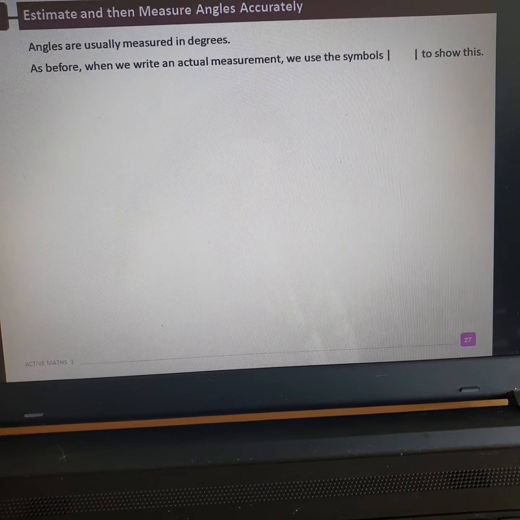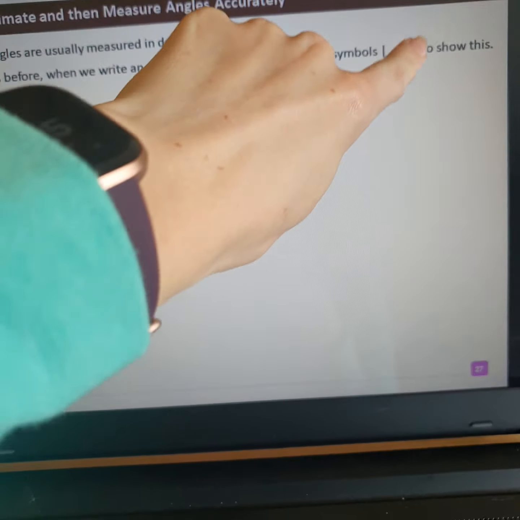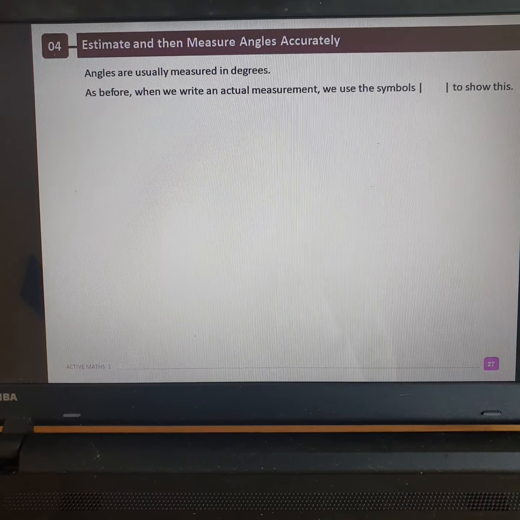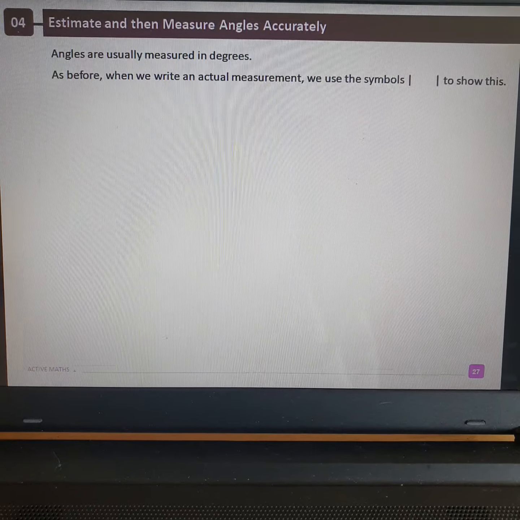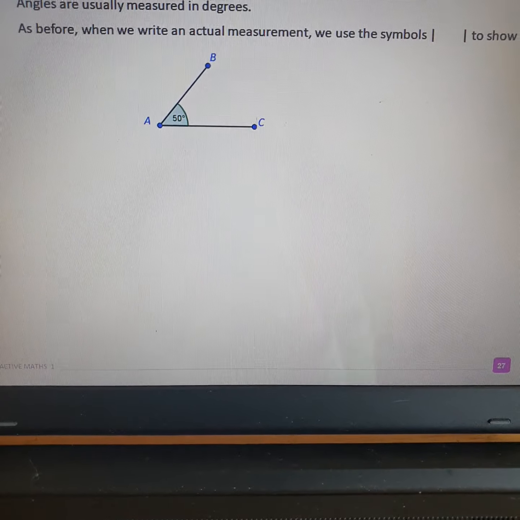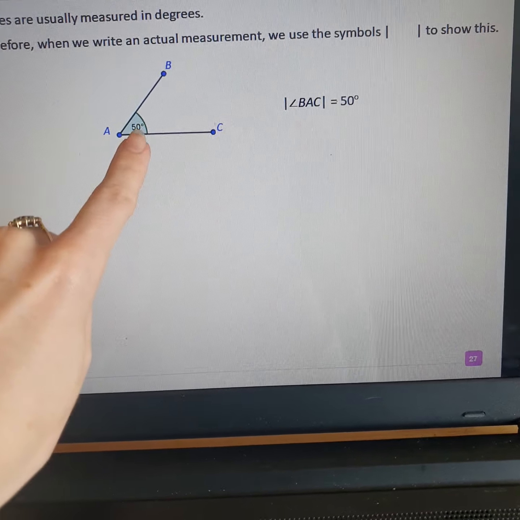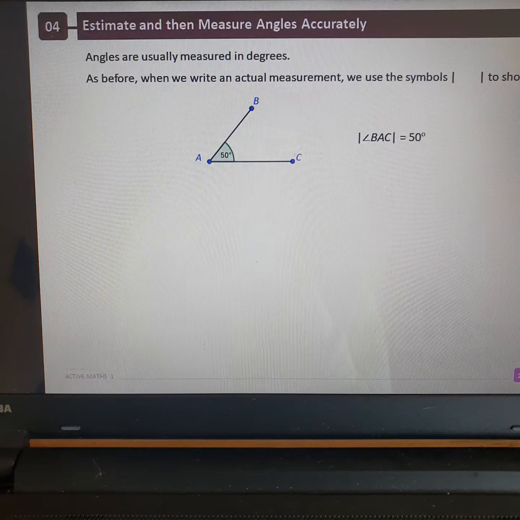And as before, when we write an actual measurement, when we're saying to find the length of a line segment, we use these symbols here. Up until now, when labeling an angle, we just said angle BAC or something like that. But now if we're talking about the measurement of an angle, look what we have here. We have angle BAC, but now we can also say that angle BAC is equal to 50 degrees. That's how we'd write it down. So angle BAC is equal to 50 degrees, and you could also call it CAB.